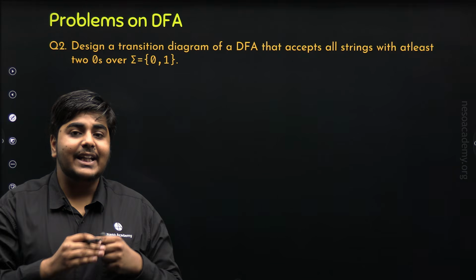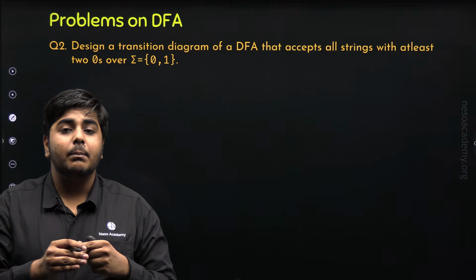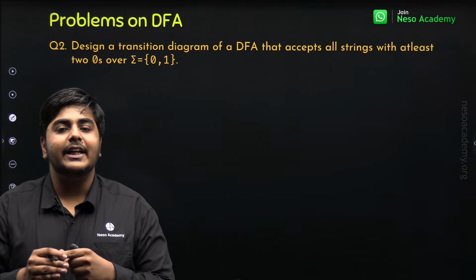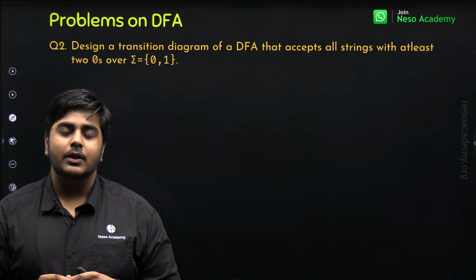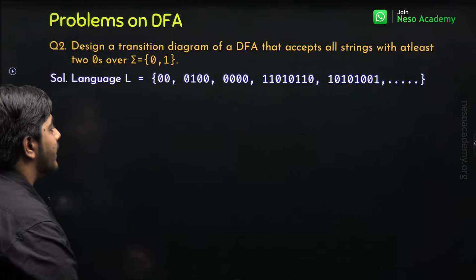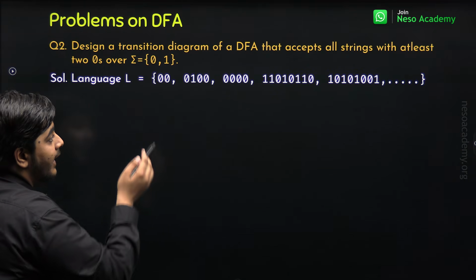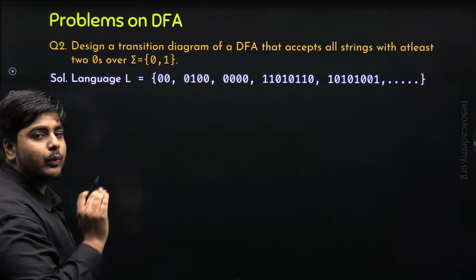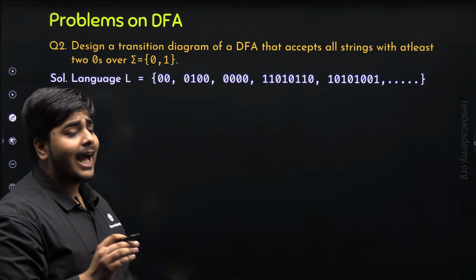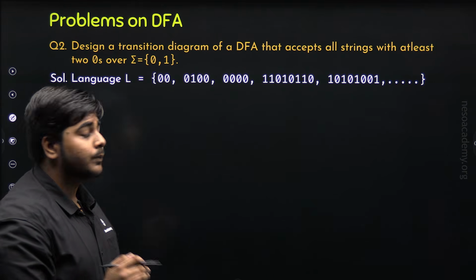Now, at least 2 zeros means that the number of zeros should be greater than equal to 2. Number of zeros cannot be less than 2. So let's see our language. In this language, you can see every string has the number of zeros greater than or equal to 2. No string has number of zeros less than 2.